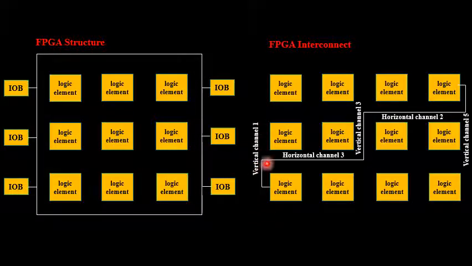Here you can see the channels are divided either as a vertical channel or a horizontal channel. If I am using a horizontal wiring system, it is called a horizontal channel, and if I am using a vertical wiring system, it is called a vertical channel. A channel is nothing but the space which is left in between, the empty or vacant space, in between each and every individual logic element.